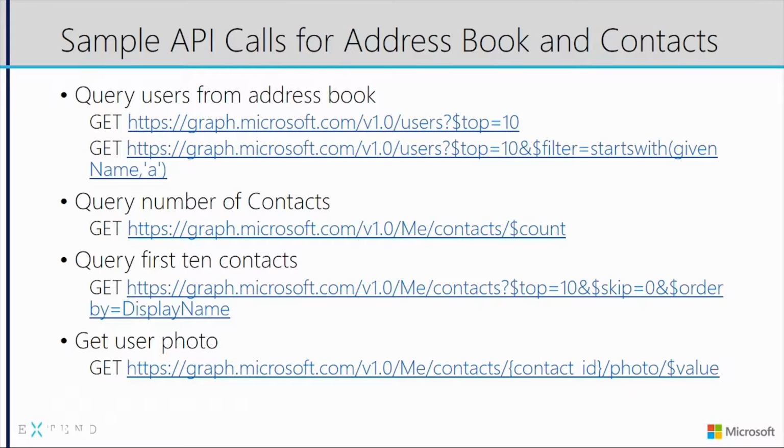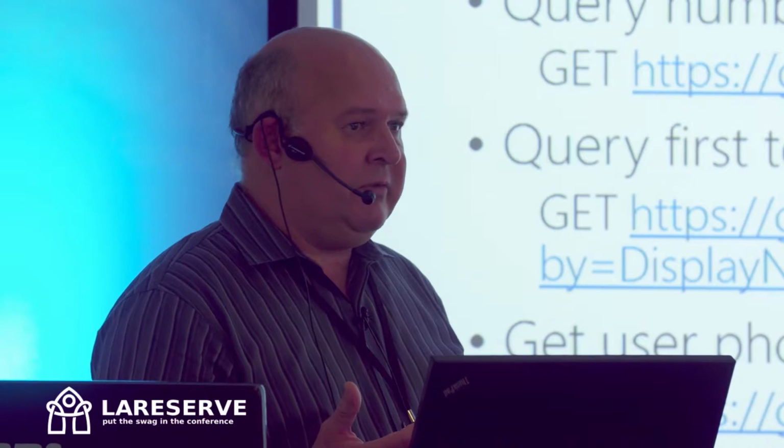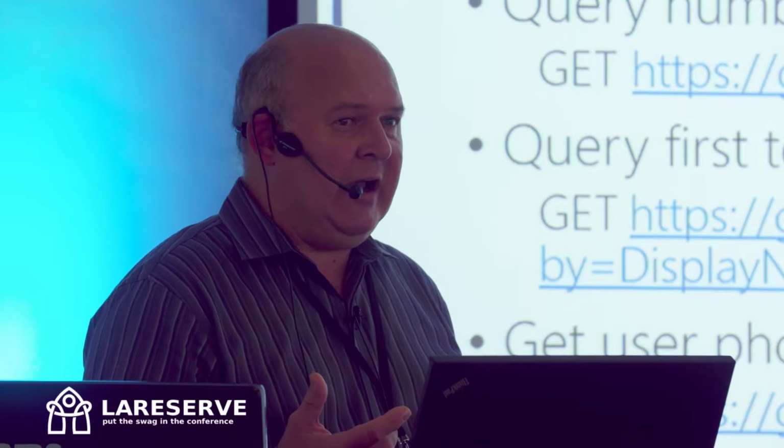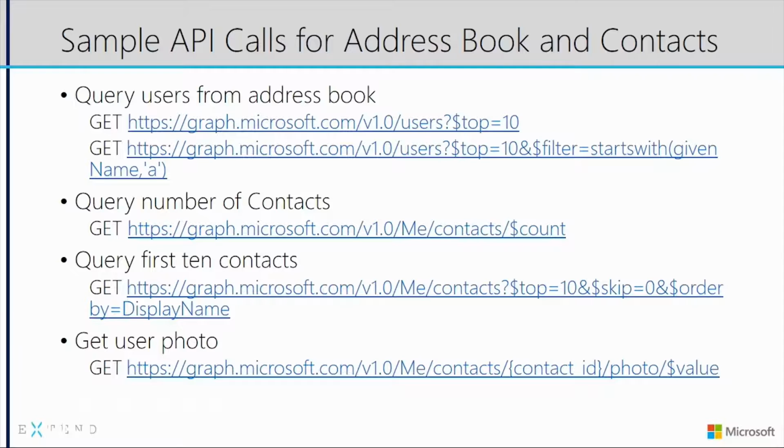An application that works with calendar obviously needs to work with address books and contacts. It needs to work with users. So Office 365 has two kinds of users. You can access and query users from the address book, the global address list, basically the directory, or you can query contacts. They're coming from contacts in your mailbox.